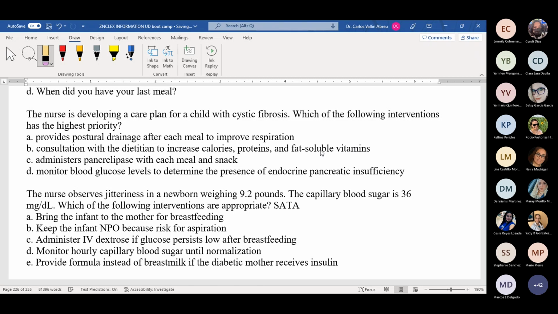Which ones are the fat-soluble vitamins? A, D, E, and K. Do you realize how important those vitamins are? Vitamin K is indispensable for coagulation. Vitamin D is indispensable for having a normal level of calcium in the blood. A is indispensable for normal vision, and in overdose, in toxicity, vitamin A can produce increased intracranial pressure.